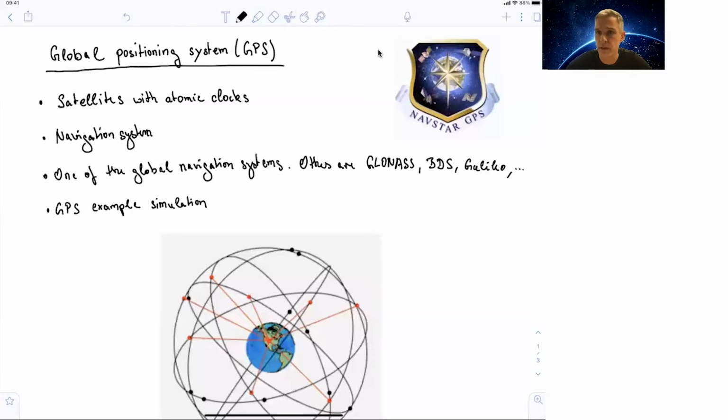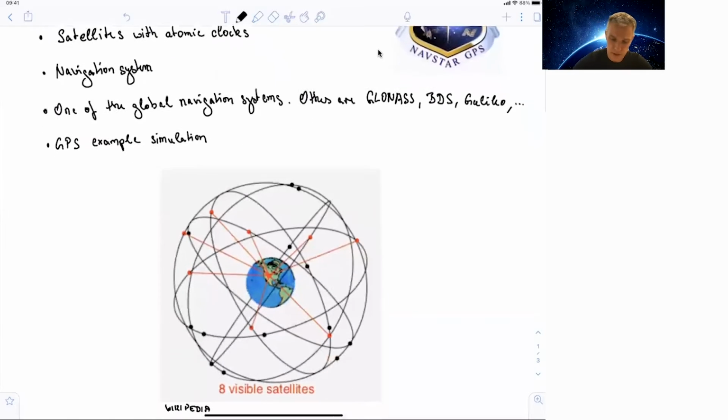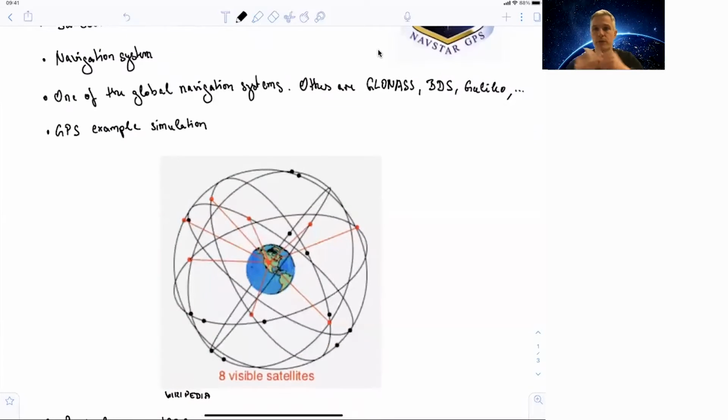And they're used for navigation and were first developed under the name of Navstar GPS. GPS is one of a few global navigation systems. Others are GLONASS, BDS, and Galileo, systems developed in Europe, in Russia, in Japan, and so on. This picture here shows you how you want to view this. So we have Earth, and then at around 20,000 kilometers, GPS has about 31 satellites, which zoom around the Earth.